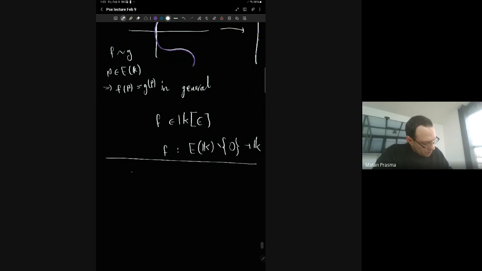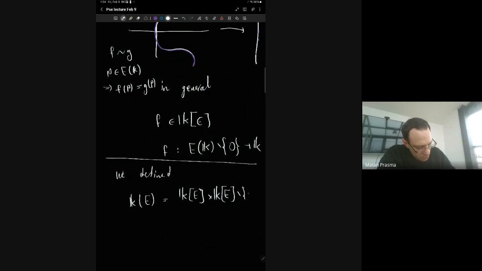Now, we also defined the rational functions on E. The rational functions are: I take now K of E, product with itself, but in the second coordinate, I do not allow the zero polynomial.